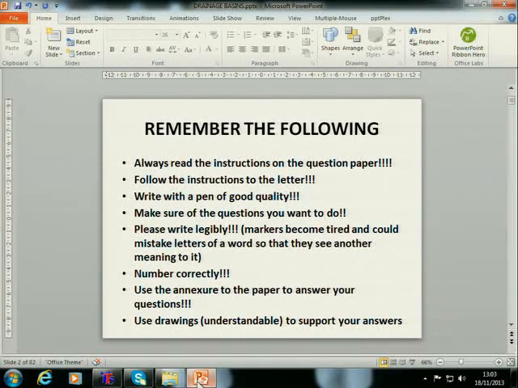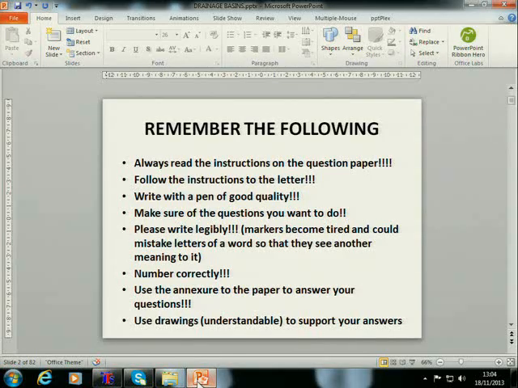Then, number correctly. Remember, if you number incorrectly, the answer will not be taken in the logical order of the memo. For instance, if you number 4.3.2 and the numbering was supposed to be 4.3.3, we will not follow the memo. We will follow the numbering. And although your answer may be correct, it will not be marked correct because you have numbered incorrectly.